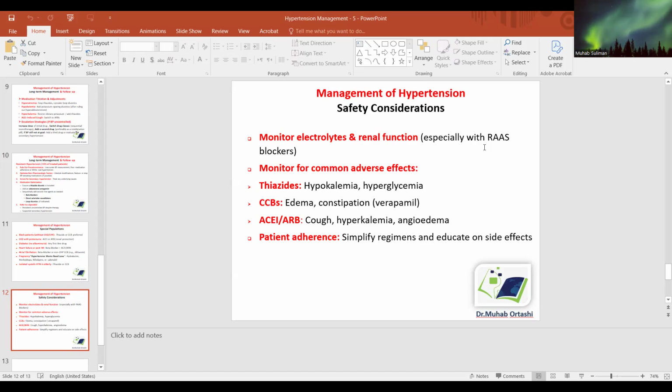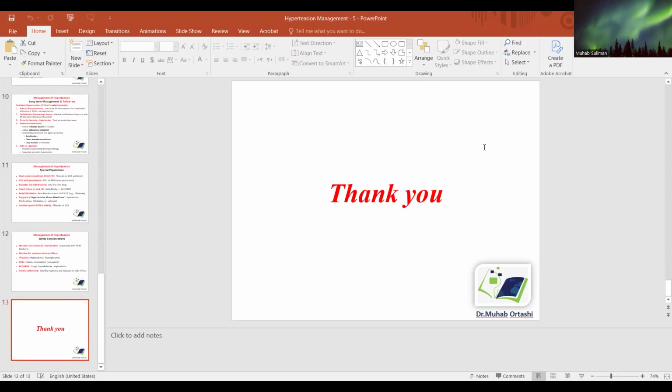Regarding patient adherence, we have to simplify the regimen and give good education to the patient about the use of the drug and its side effects.